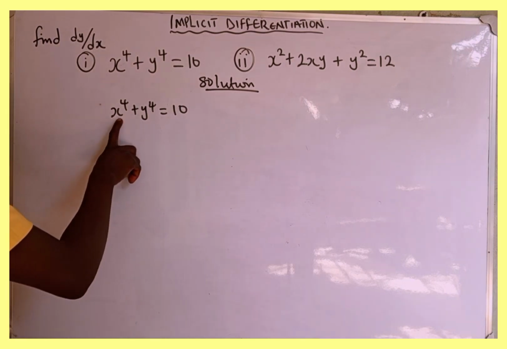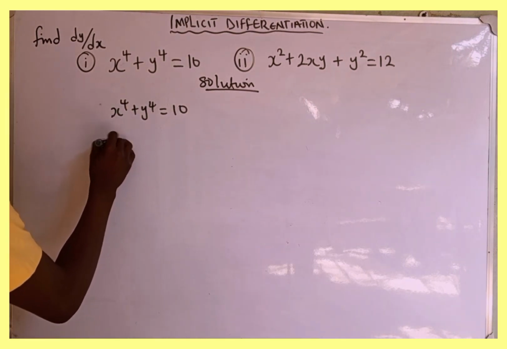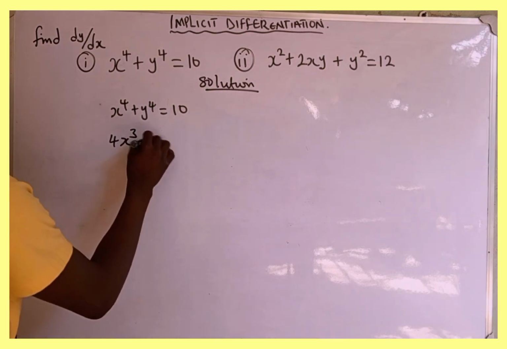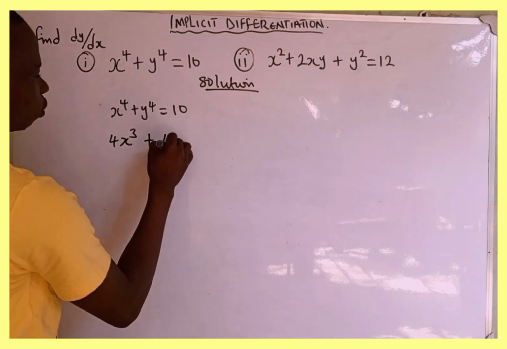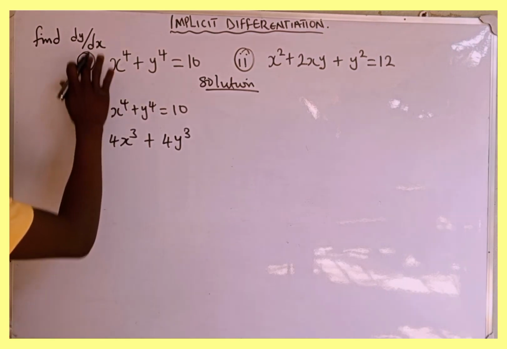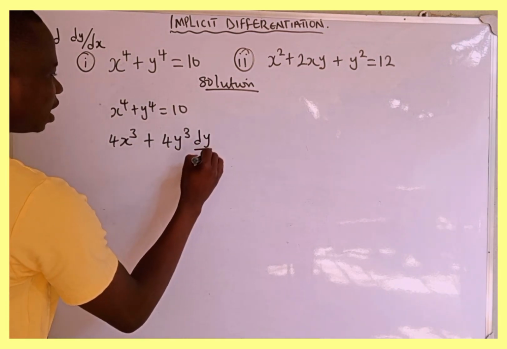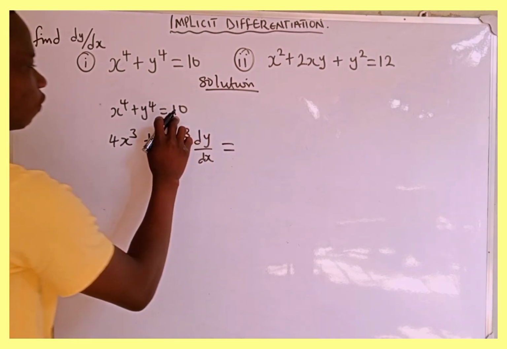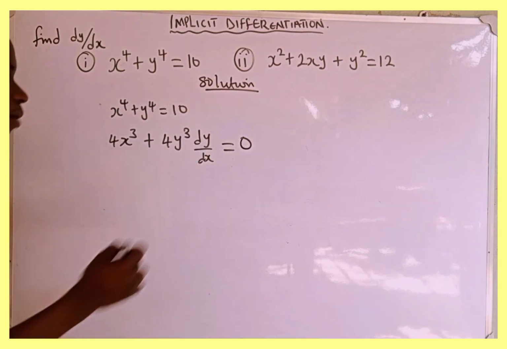If you differentiate x to the power of 4 with respect to x, we are going to have 4x to the power of 3 using the power rule. Then plus, we differentiate y to the power of 4 with respect to y, which gives us 4y to the power of 3. But since we are differentiating with respect to x, we add dy over dx whenever we differentiate with respect to y. This is equal to, if you differentiate 10, 10 is a constant and the derivative of a constant is 0.